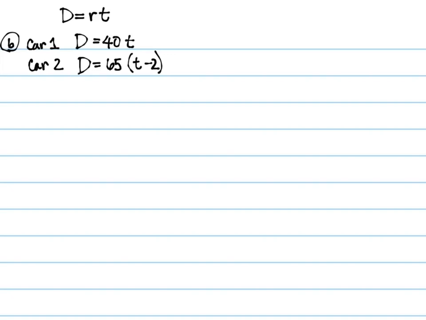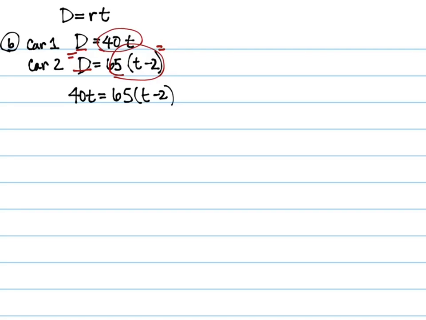And the reason that matters here is because if you take a look, we have two equations and two unknowns, much like we've been working with recently, right? Because the distances are the same, these also have to be equal. The right-hand sides are equal, and I can set them equal to one another to solve. So I know that 40t is equal to 65 times t minus 2.